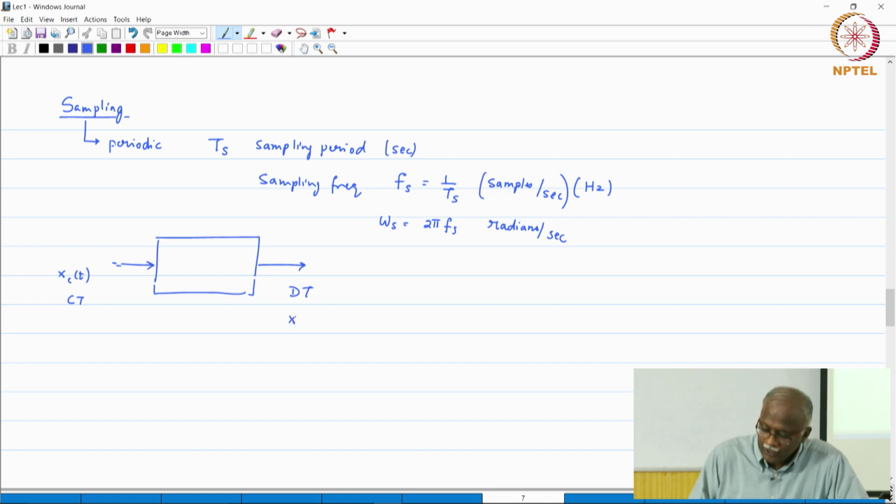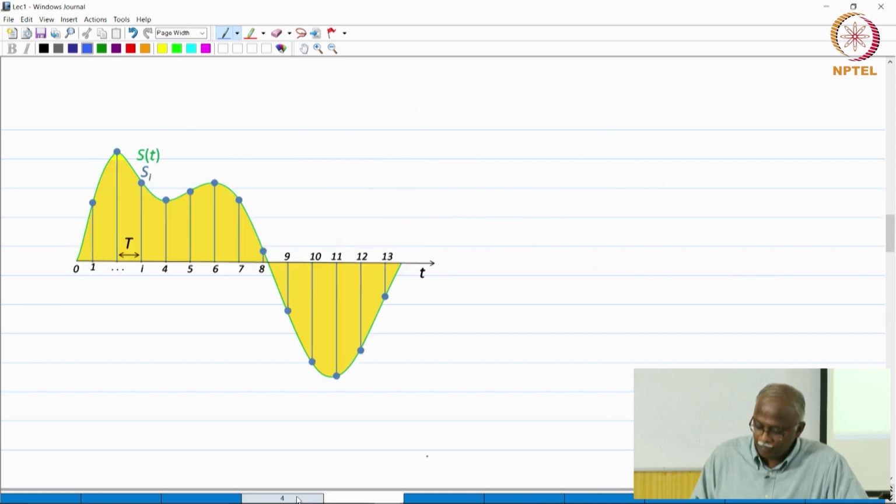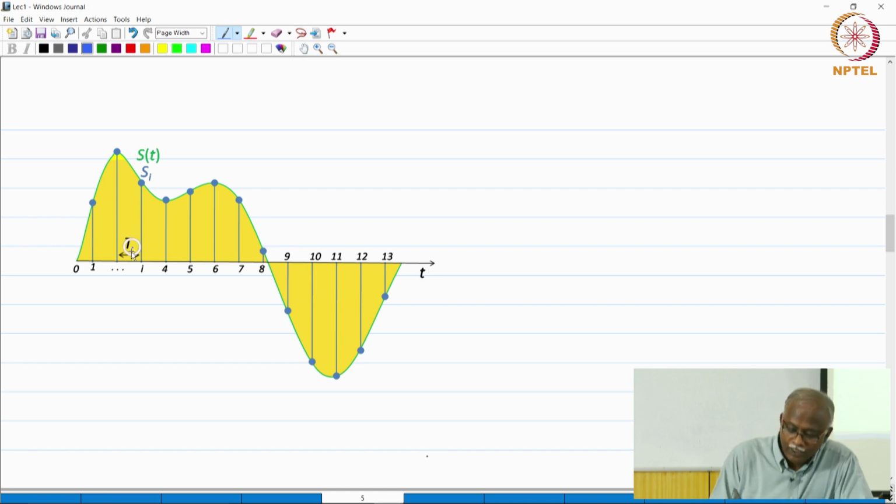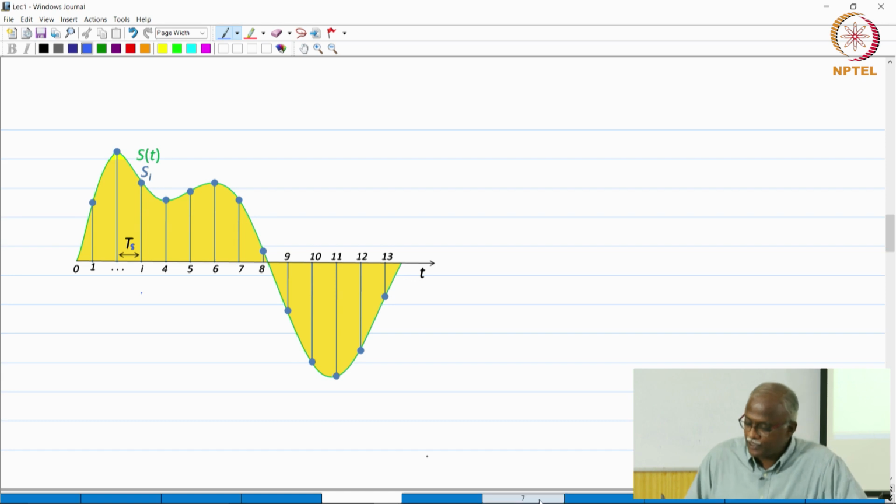So here we have x of n, which is the continuous time signal sampled at integer multiples of the sampling period. This is again the picture that we have talked about. You take it at uniformly spaced samples. This is actually the Ts, the sampling period, and these are uniformly spaced samples.